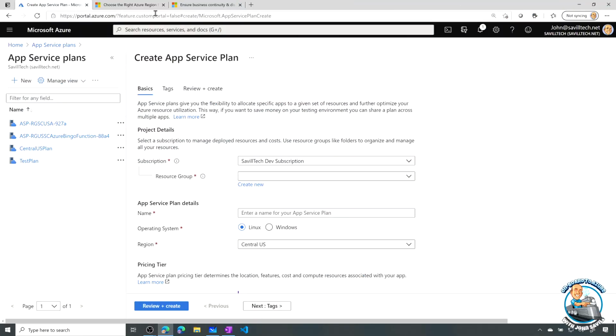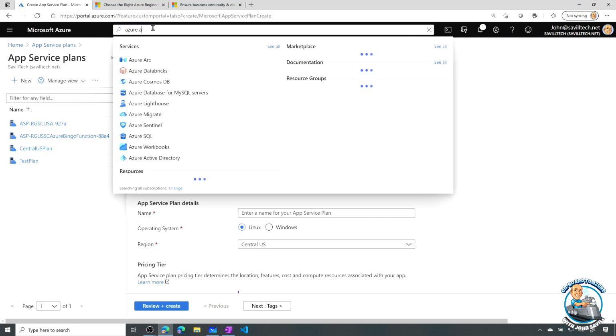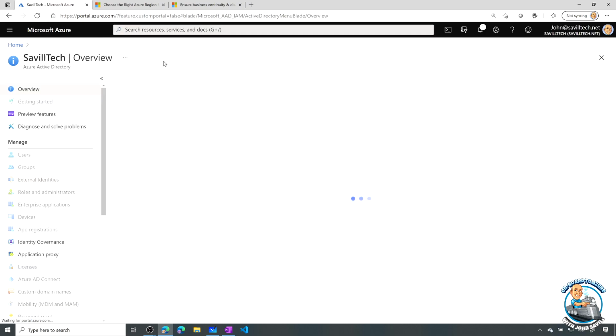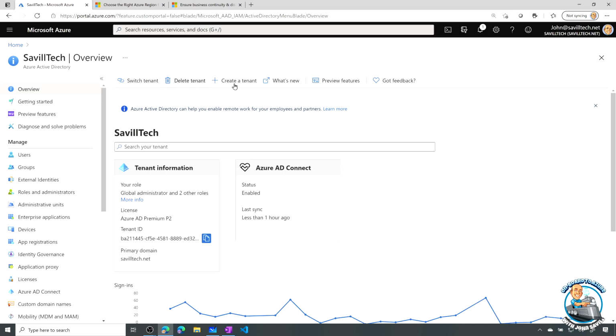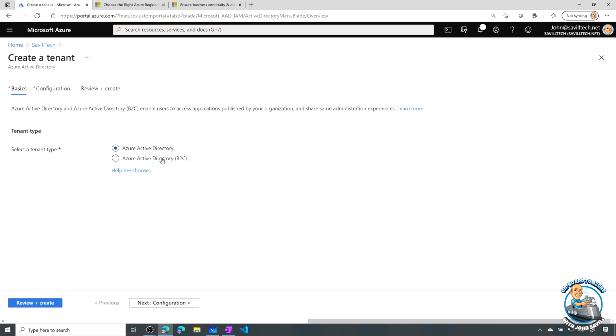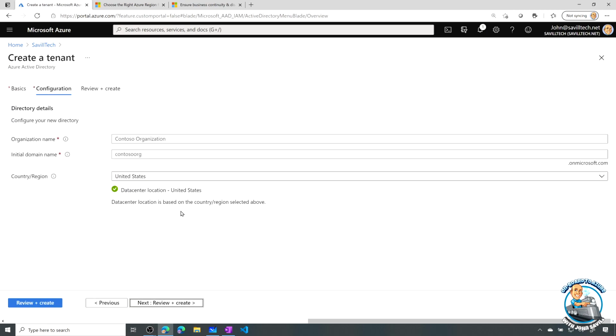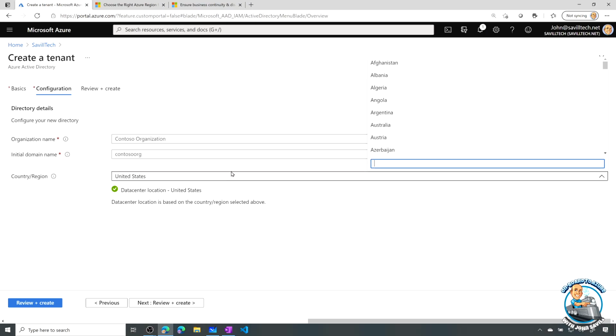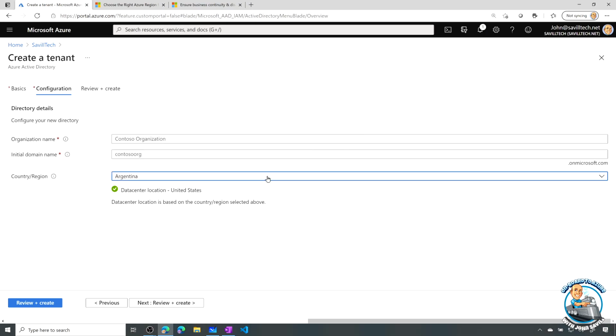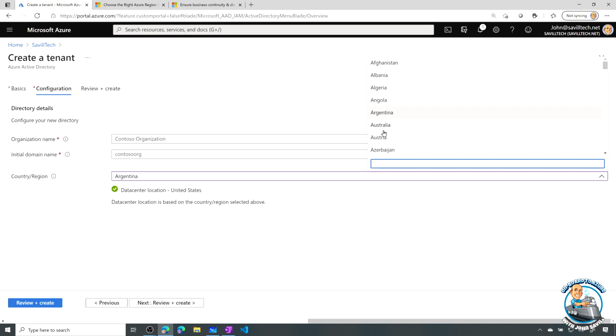If you actually go and create a new Azure Active Directory, while you think you're creating one that's global, it really isn't. And it tells you that when you pick a country, let's say United States, it's telling you the data centers, i.e. data centers in the United States. If I pick a different country, okay, Argentina is United States as well.